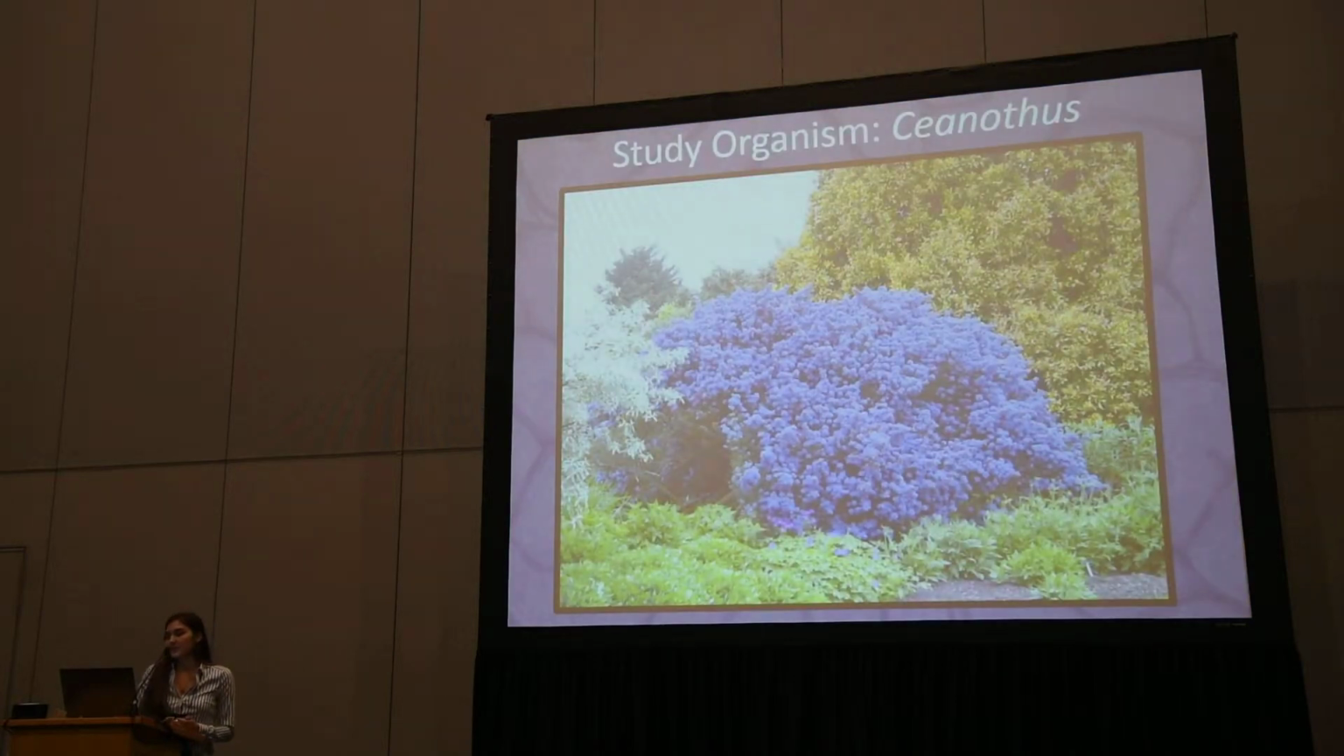So my study organism is Ceanothus, which is a genus called the California lilac because it has these beautiful purple or sometimes white flowers, but it's actually not a lilac. It's in the Rhamnaceae family, or the buckthorn family, of woody, usually evergreen shrubs. And it's one of the dominant genera in the California chaparral, which is a shrubland ecosystem in California. And Ceanothus also encompasses some of the most drought-tolerant species in the chaparral.